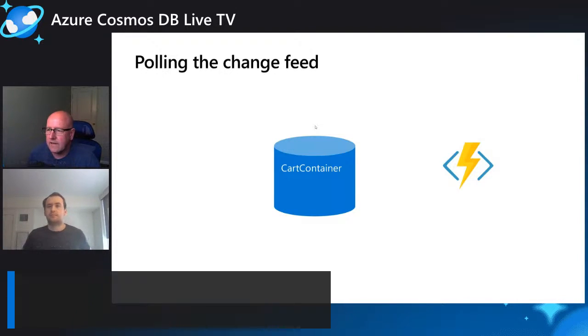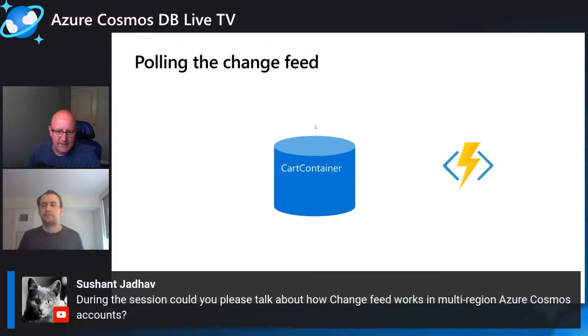Okay. Last question for what we got. This is the one that came in before we even started. Can you talk about how change feed works in a multi-region Azure Cosmos account?